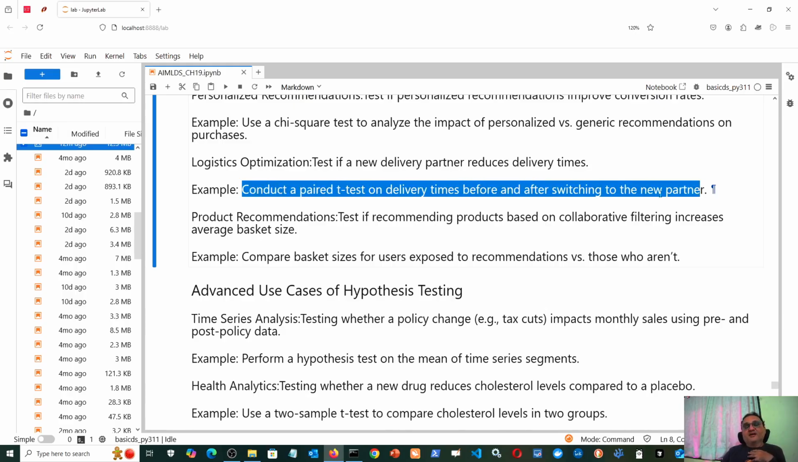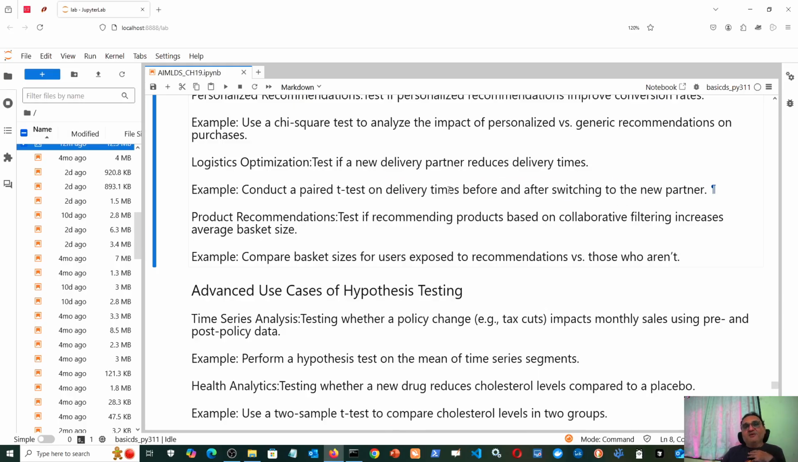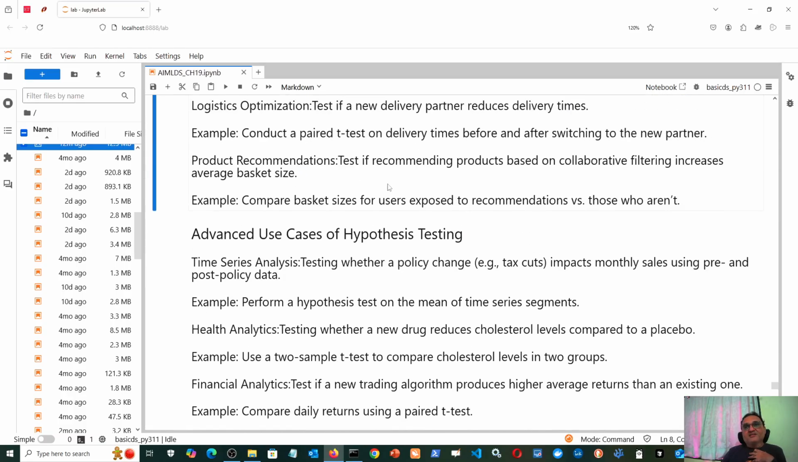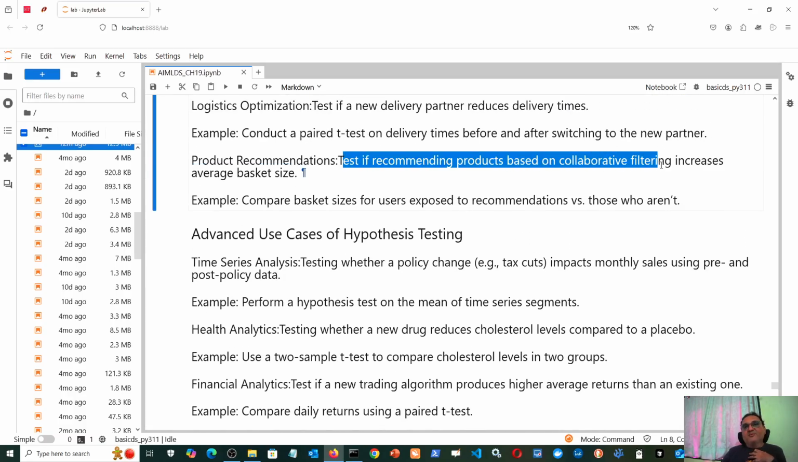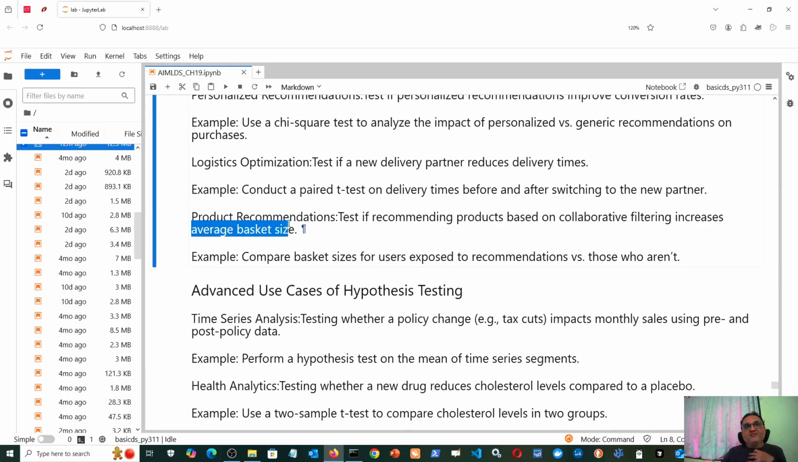So then you can conduct a paired t-test, and if the paired t-test gives a p-value sufficiently small so as to give you confidence, you reject the null hypothesis, which says that delivery time with new and old delivery partner remains the same. You are rejecting that if your p-value is very small, and then you can switch to the new delivery partner. Product recommendations. If you are recommending products using collaborative filtering, does it increase the average basket size?